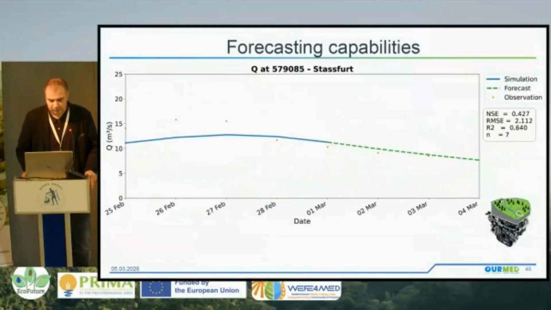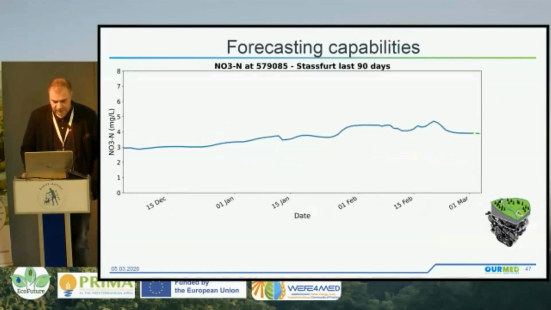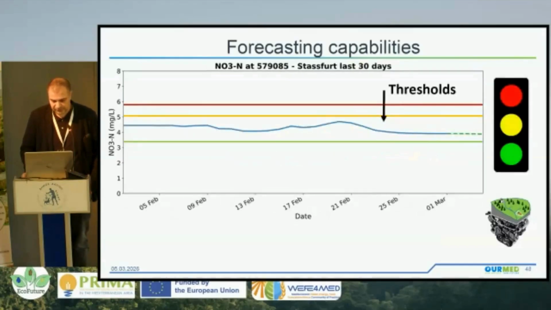But also here again, the discharge. So the green is the forecasting. Our model is now working for the next 2 days, but we will extend it to the next 15 days using European weather forecasting forcing. Nitrate concentration is similar, though we don't have the in-situ data synchronized with the platform yet.